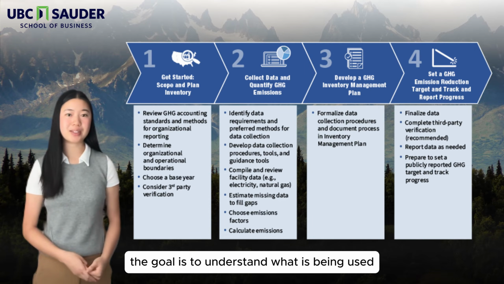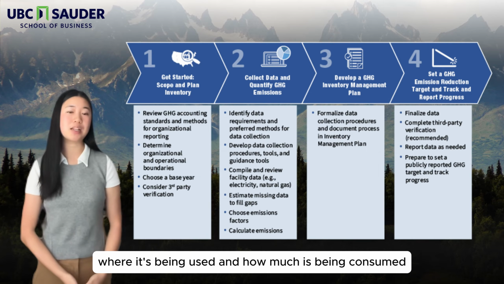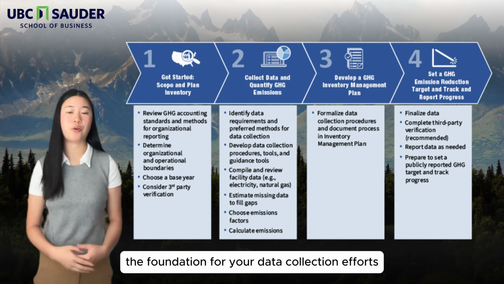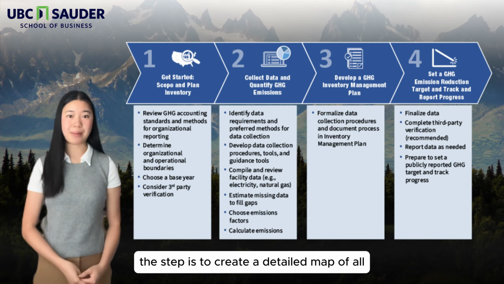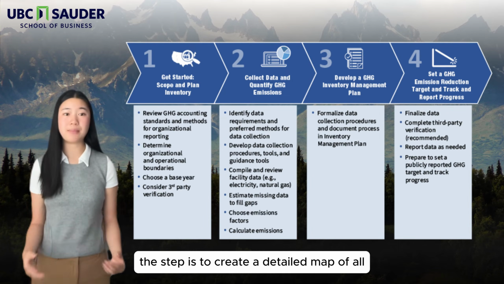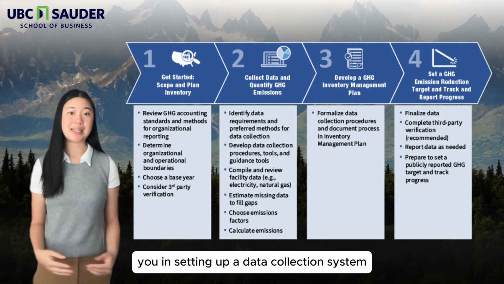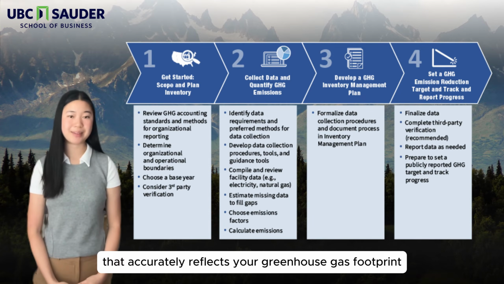The goal is to understand what is being used, where it's being used, and how much is being consumed. This comprehensive list begins the foundation for your data collection efforts. Again, the end goal of this step is to create a detailed map of all emission sources at each site. This map will guide you in setting up a data collection system that accurately reflects your greenhouse gas footprint.